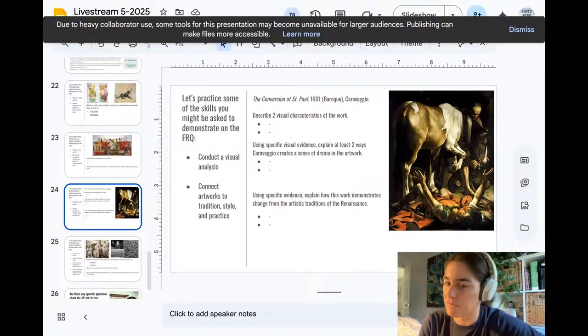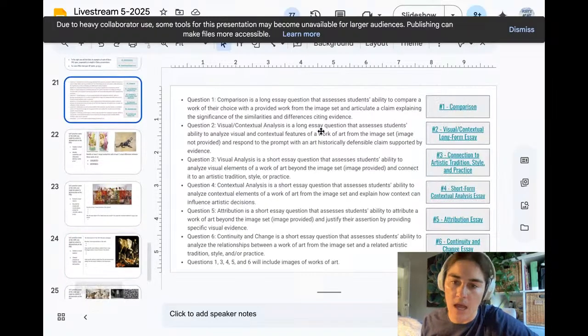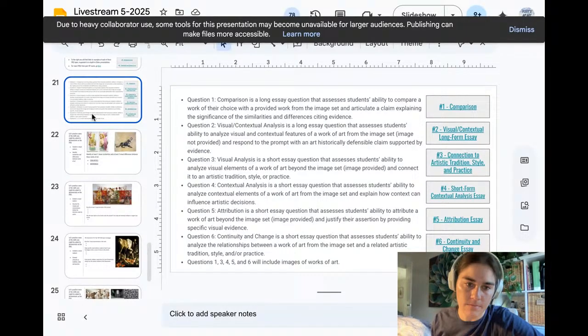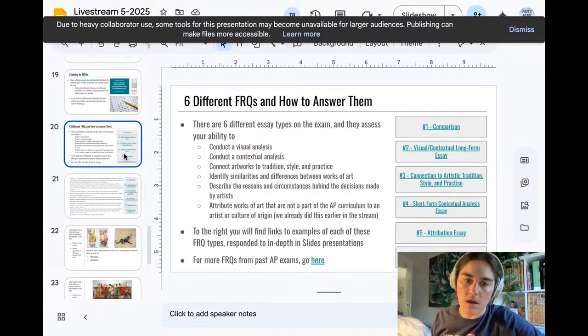So this piece was not explicitly in the AP curriculum, but we did have a Caravaggio piece that was the Calling of St. Matthew, right? So being able to connect this piece back to the Calling of St. Matthew in terms of visual similarities is going to facilitate that connection to practice. What are the other ones? Style and tradition. Okay.